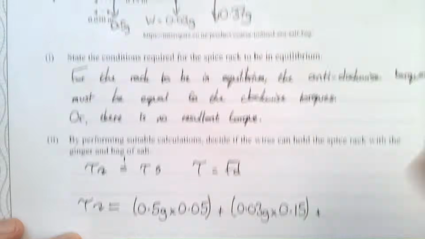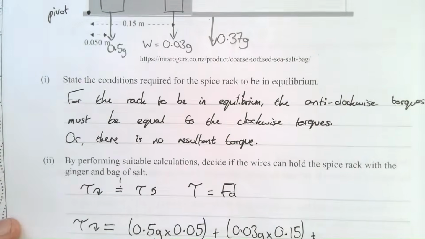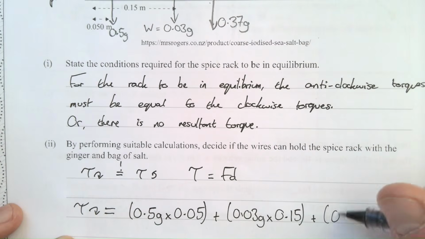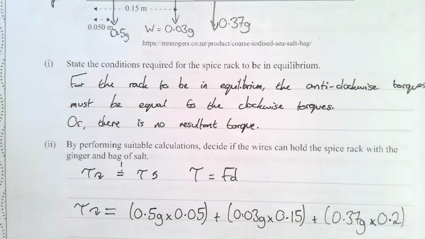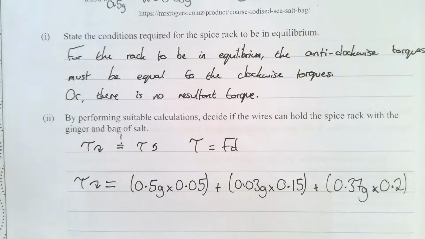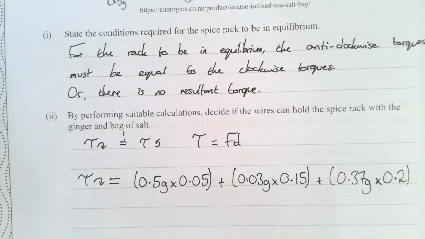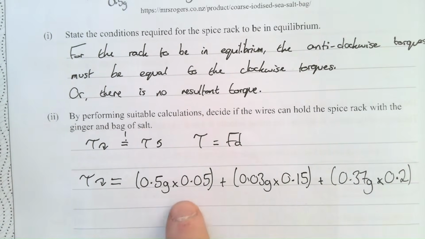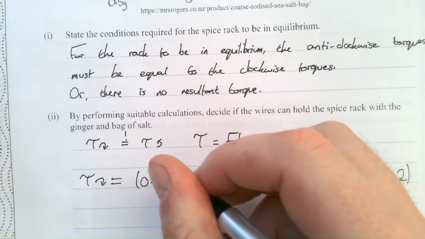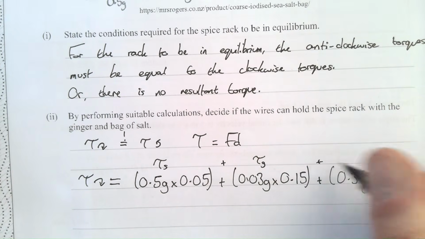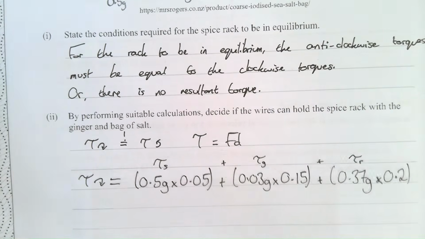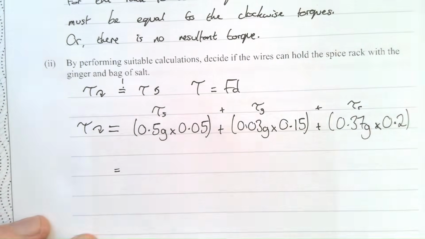And then lastly, our center of mass was 0.2 meters away, and the mass was 0.37. Now again, I'm trying not to do any calculations until I do it all at once. You are welcome to calculate them all individually and add them together. It's just personal preference. I'm just going to make it clear that this is my tau salt, tau ginger, and tau rack.